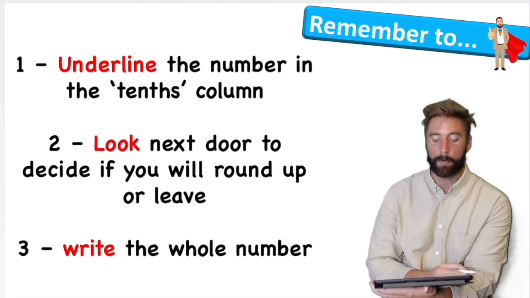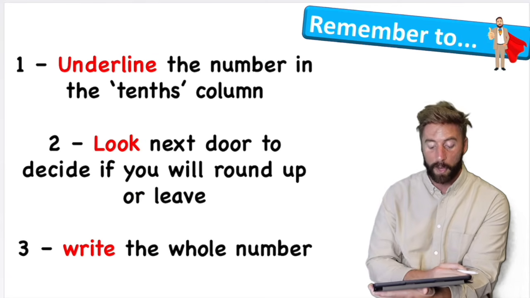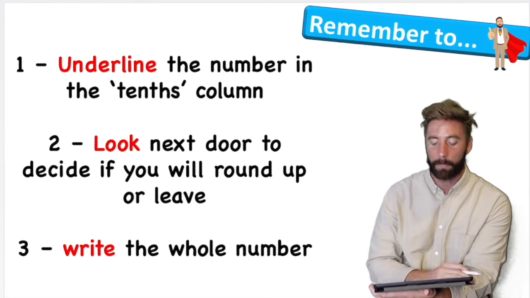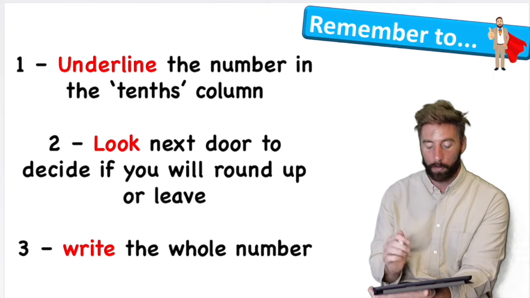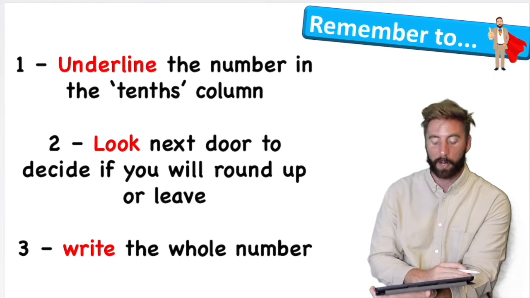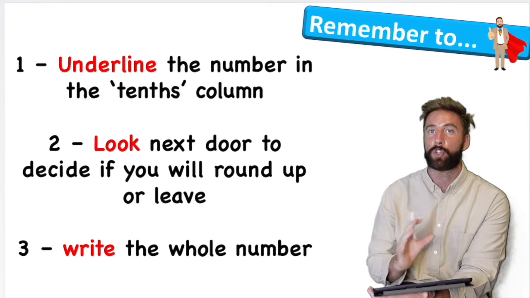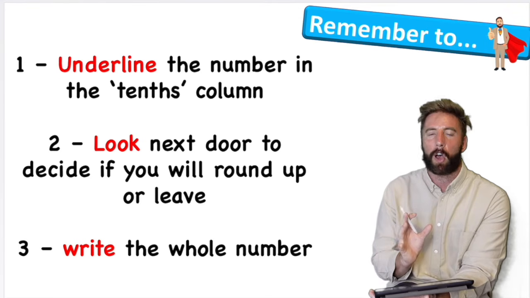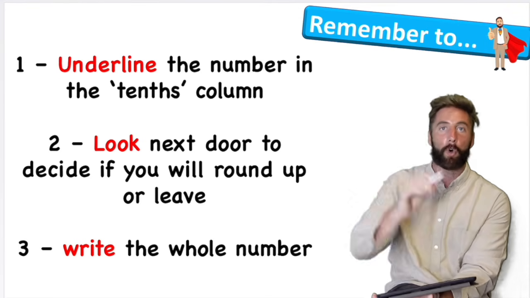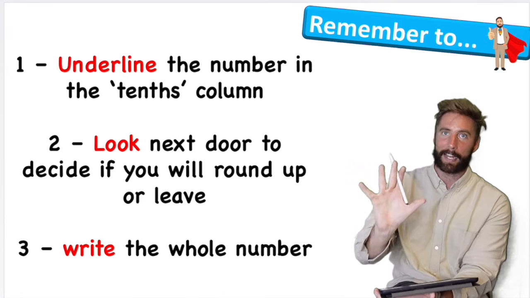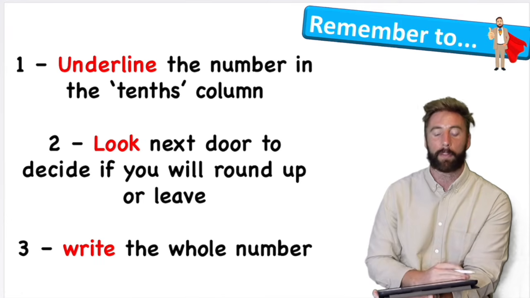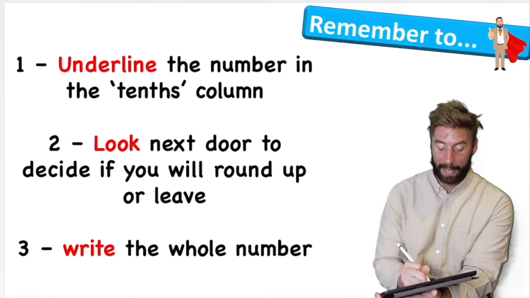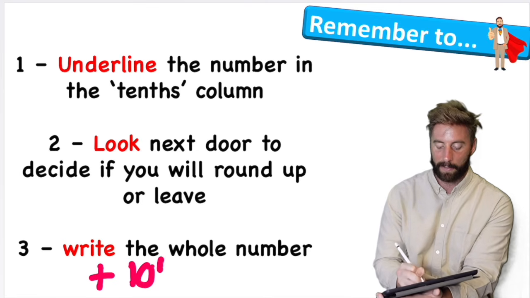Let's have a look at the things to remember. First, we're going to underline the number in the 10th column. Then we're going to look next door, which will be the hundreds column, and decide if we're going to round it up or leave it. We're going to use our rhyme. You might have a different rhyme, but my rhyme is 5 or more, let it soar, 4 or less, let it rest. And then we just write down the whole number and the tenths.